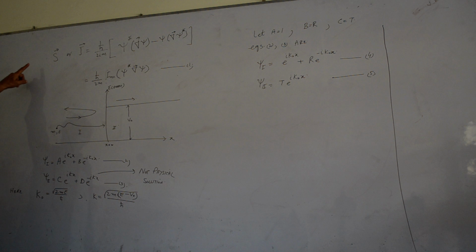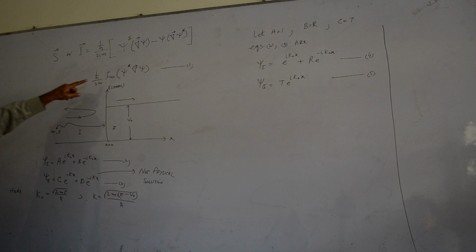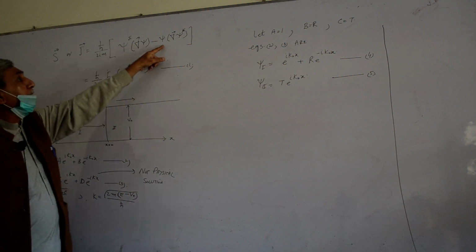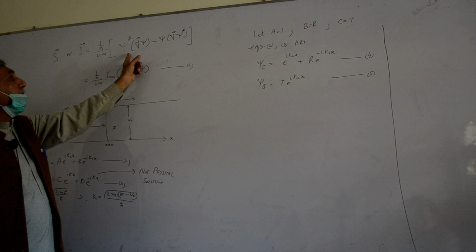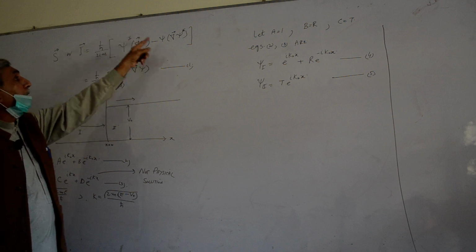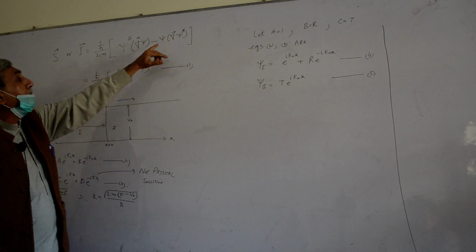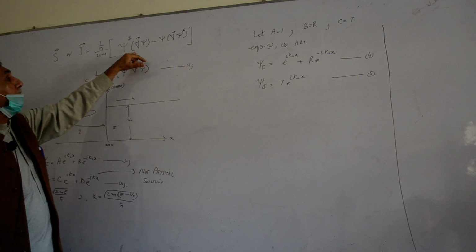What I have written up there is the expression of the probability current which was derived last time, and this is equal to that. This is because if you take the conjugate of this portion, this will become psi and this will become psi star, and hence this is the complex conjugate of this.